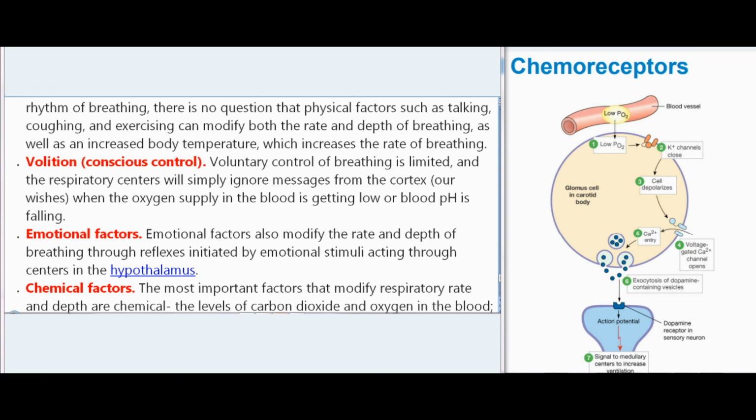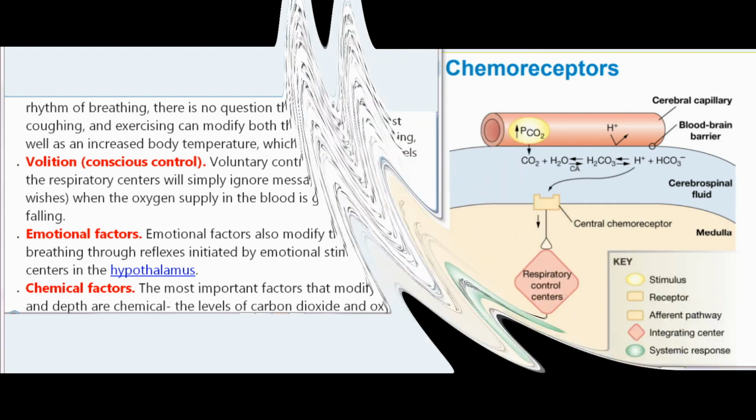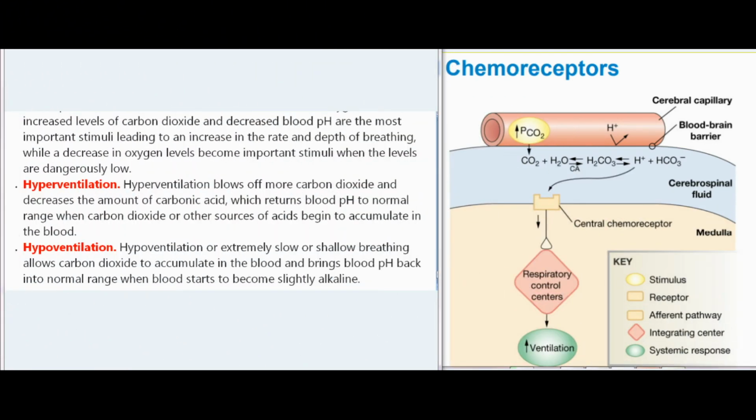Chemical factors. The most important factors that modify respiratory rate and depth are chemical. The levels of carbon dioxide and oxygen in the blood: increased levels of carbon dioxide and decreased blood pH are the most important stimuli leading to an increase in the rate and depth of breathing, while a decrease in oxygen levels become important stimuli when the levels are dangerously low.